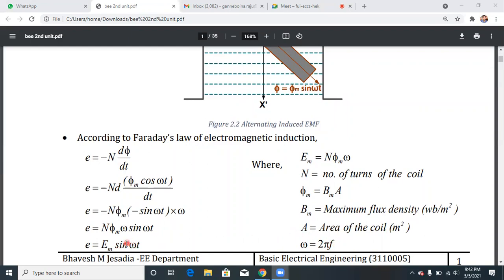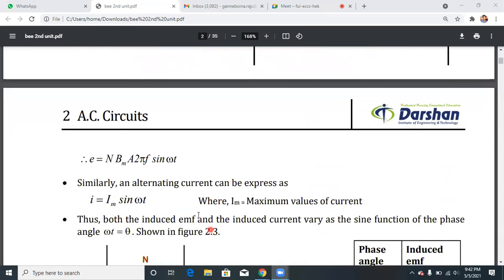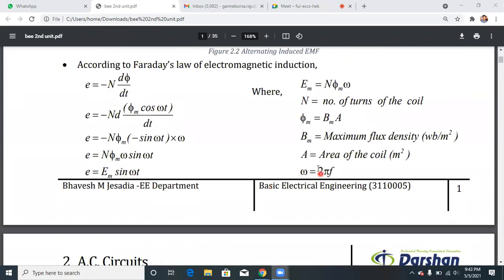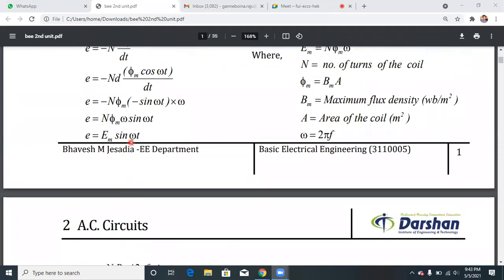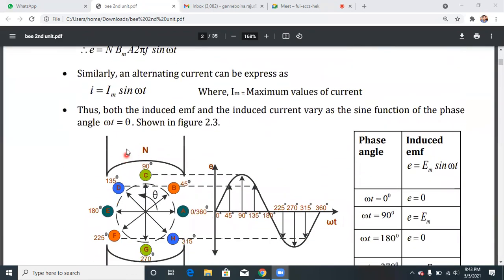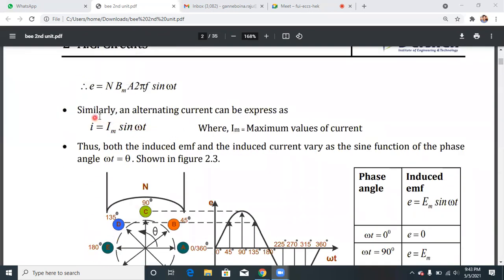e is equal to Em sin omega t. So this is the expression. Em is equal to n into Bm into A into omega, and omega is equal to 2πf. Substituting omega equal to 2πf in this equation, we get e equal to n into Bm into A into 2πf sin omega t. Understood? Similarly, an alternating current can be expressed as i is equal to Im sin omega t. So alternating EMF is Em sin omega t, and alternating current is i equal to Im sin omega t, where Im is called the maximum value of the current. This is clear.